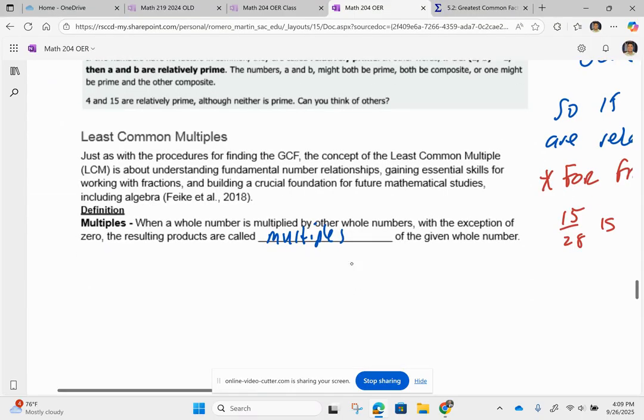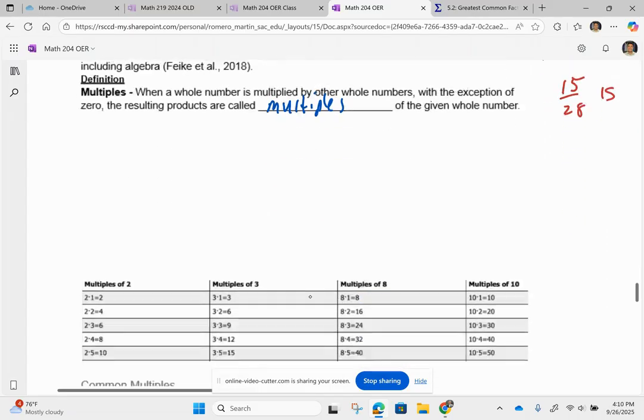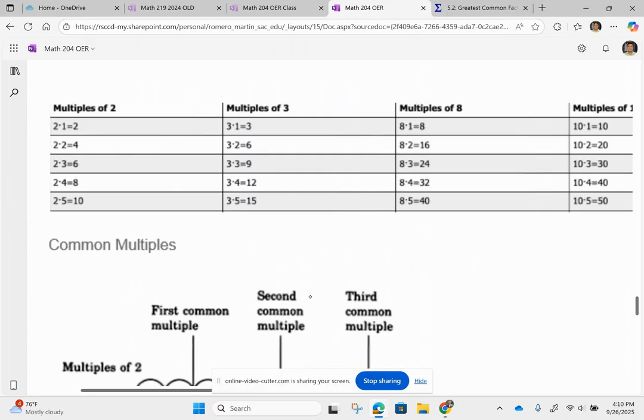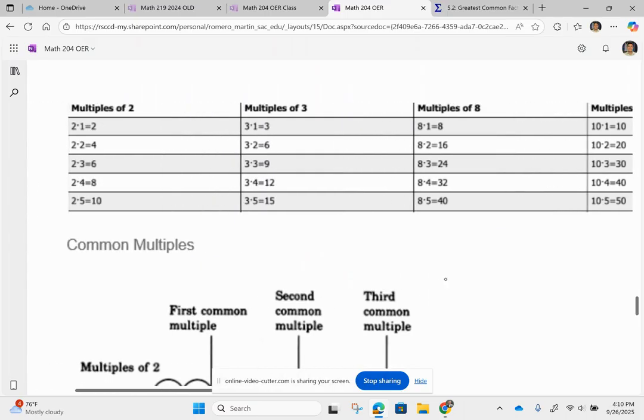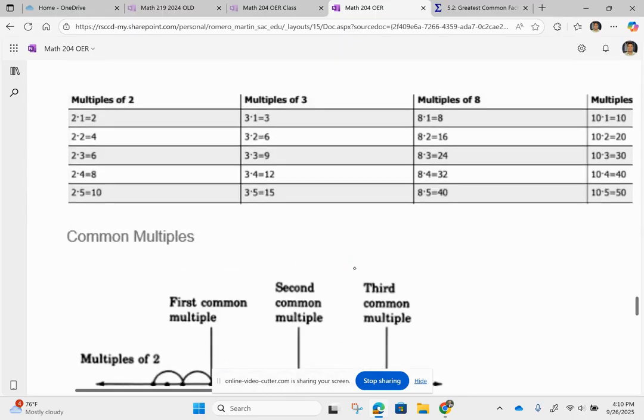We now go on to look at multiples. Multiples are the result of multiplying two numbers together, a product. When a whole number is multiplied by another whole number, with the exception of zero, the resulting products are called multiples. Almost like multiply, right? It's not the multiplier, it's a multiple. That's the answer you get when you multiply two numbers. You'll see a short list. These are all multiples of 2, 3, 8, 10. You can go through fives.